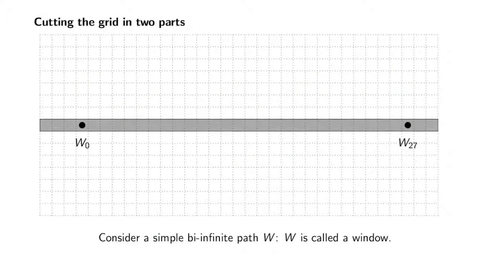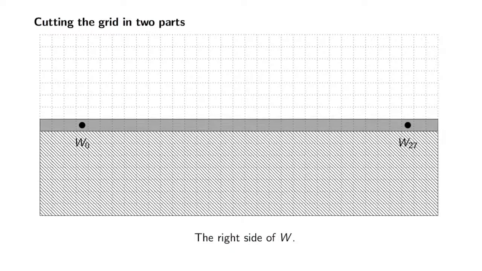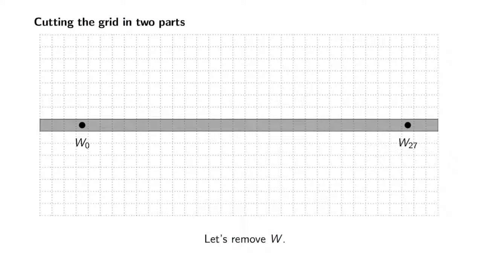Consider a simple bi-infinite path W. This path is called a window and is represented in gray. Windows will be used to cut the grid in two parts. Here we consider a simple example where the window is a horizontal line which goes from the west to the east. The hashed zone represents the left side of the window. And here the hashed zone represents the right side of the window. In this case, it is easy to define the left and right side of the window.